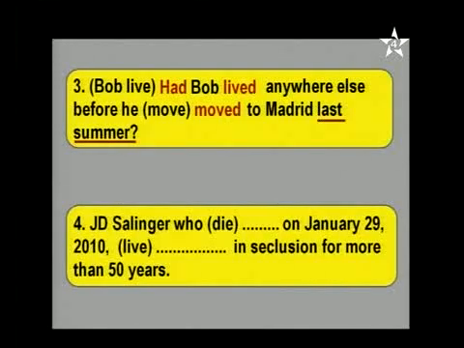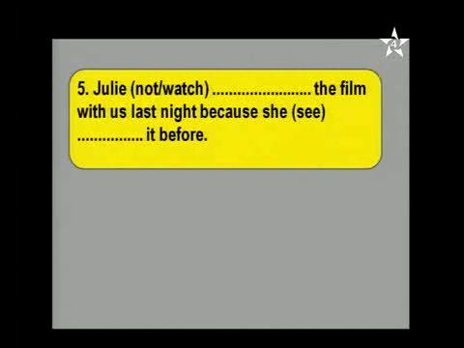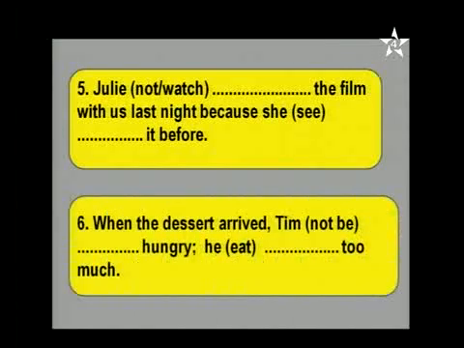Number 4, the time indicator here is 2010. So J.D. Salinger had lived in seclusion for more than 50 years, and then he died. Of course, you live first and you die second. So J.D. Salinger, who died on January 29, 2010, had lived in seclusion for more than 50 years. Number 5, Julie not watched the film with us last night because she see it before. Number 6, when the dessert arrived, Tim not be hungry, he eat too much.